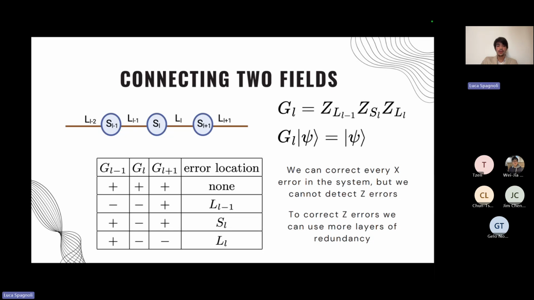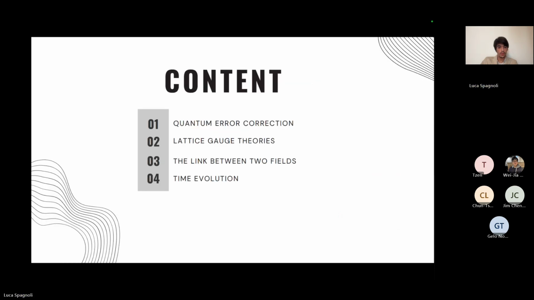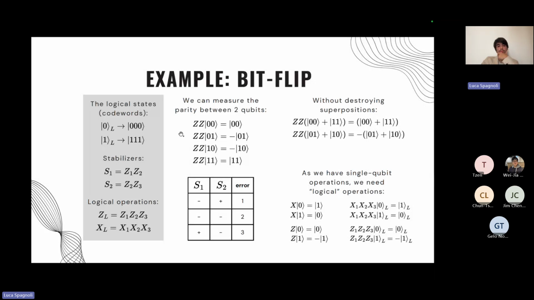Okay, the easiest thing is to change bases. In this example, if you measure ZZ on 0, 0, which is a state in the Z basis, it gives you the parity of two qubits. Now think about applying a Hadamard everywhere. You go into the plus-plus state, so in the eigenbasis of the X operator. You measure XX, and the eigenvalue doesn't change. So if you're familiar with the X basis, the plus state, and so on.